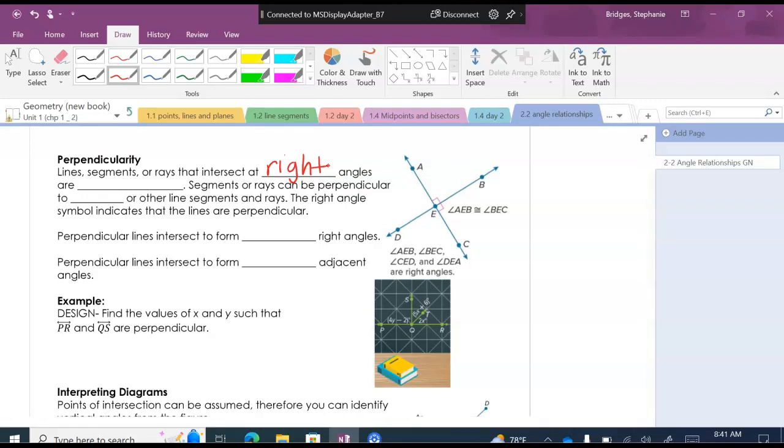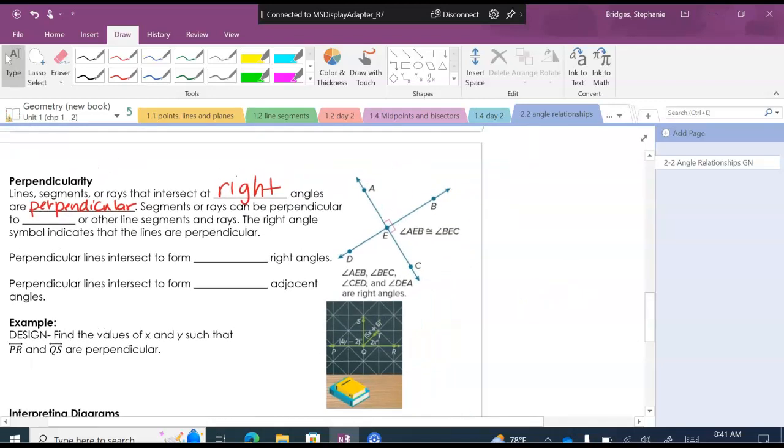Okay, so lines, segments, or rays that intersect at right angles are perpendicular. Yeah, I don't have enough room to write that. I need to write smaller. Perpendicular. And there is an abbreviation for perpendicular.